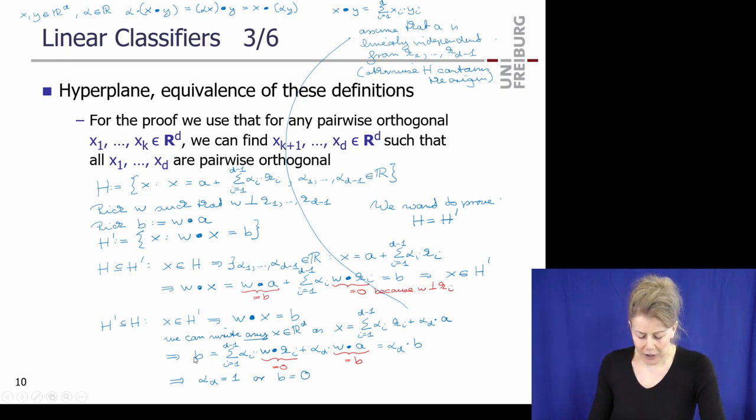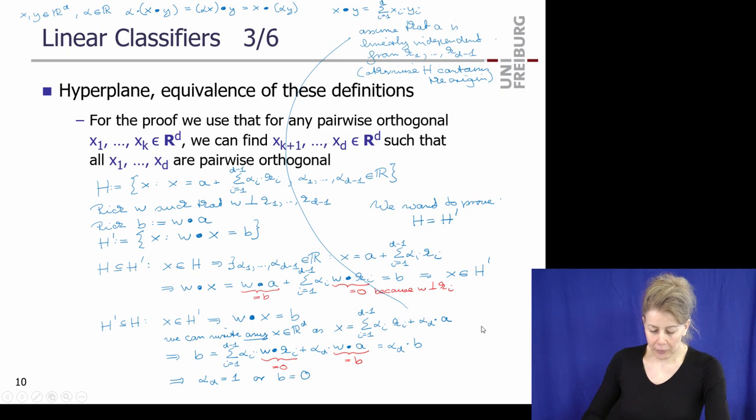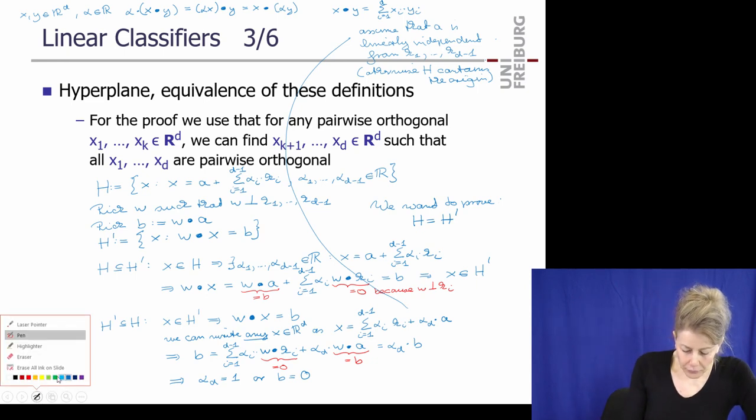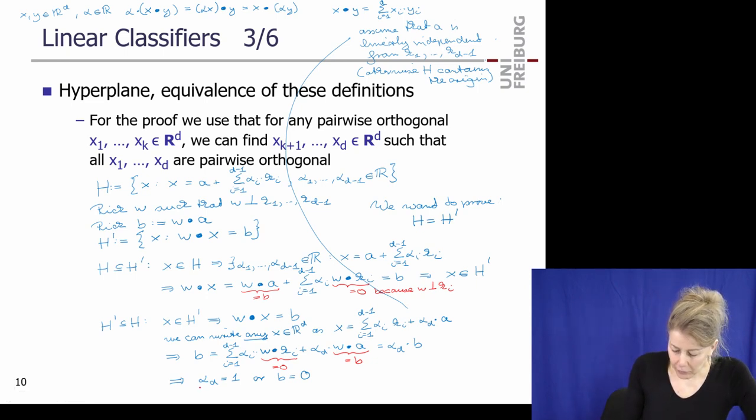It's actually very frequent that one has something like this. So one shouldn't be too fast here and just say alpha D is 1. That's not necessarily true. If b is 0, alpha D can be anything, and it's true. So one of the two is true. Now, if alpha D is 1, we are done. Then we are done.